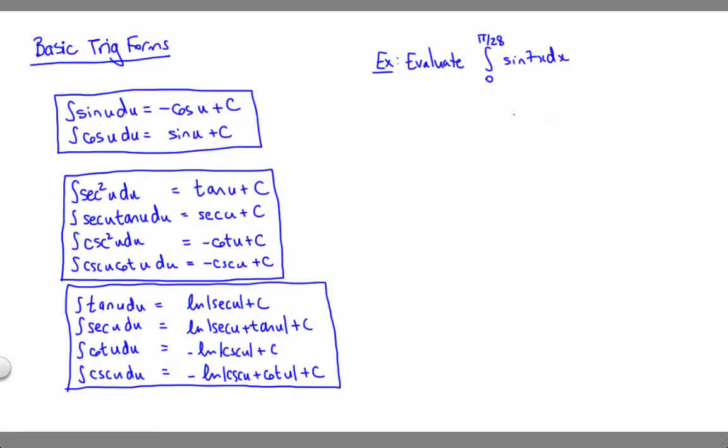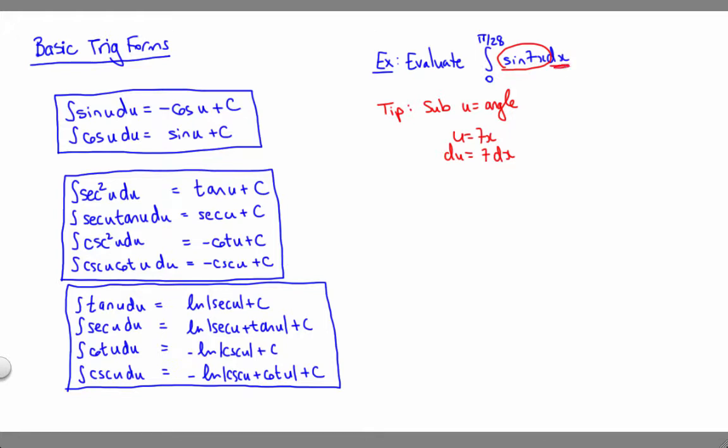So let's evaluate the integral from 0 to pi over 28 of sine 7x with respect to x. Well, a tip for all of these basic trig forms, typically we would substitute u equal the angle inside the trig function. So in this case, u equals 7x would be a great choice. du would be 7 dx. And if we then look up at our integral, we could rewrite the sine 7x now as sine of u. So that's great.